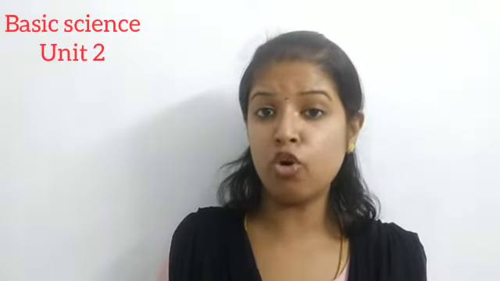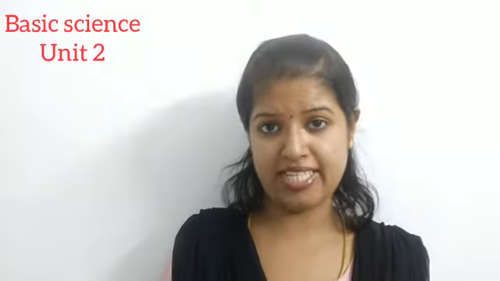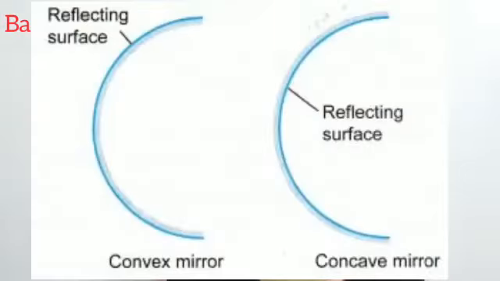And what are the peculiarities? Plane mirror, there will be no fold, nothing. It will be straight. In the case of concave mirror, as you can see from the picture, the reflecting surface, where the light hits and returns back, that surface will be curved inside. Concave, it will be curved inside. And in convex mirror, it will be curved outside. So this is what happens.